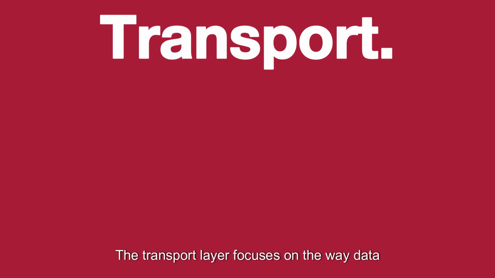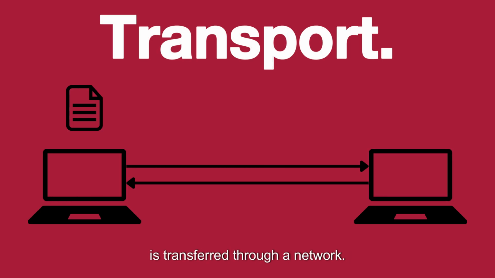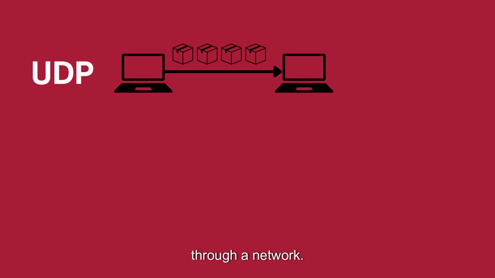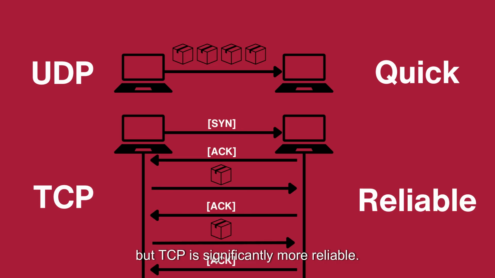The transport layer focuses on the way data is transferred through a network. There are 2 protocols to transfer data through a network. UDP is quick, but TCP is significantly more reliable. With the demand for data integrity nowadays, right now people mainly just use TCP.